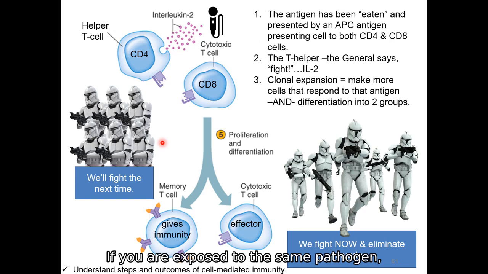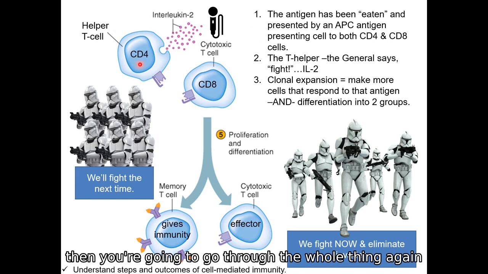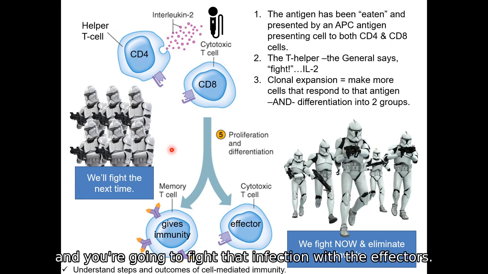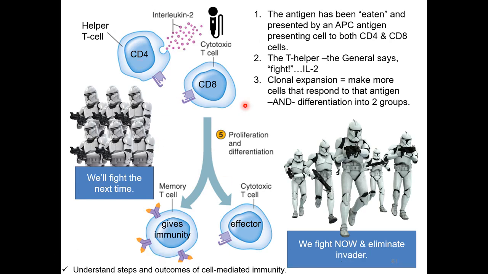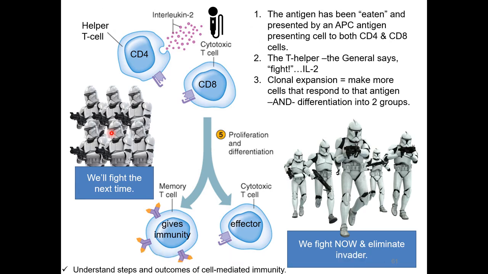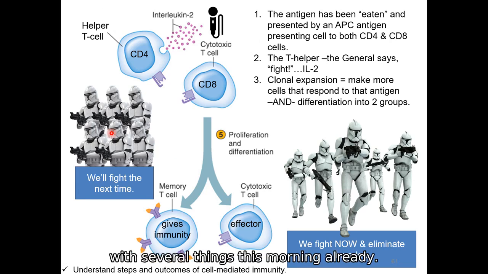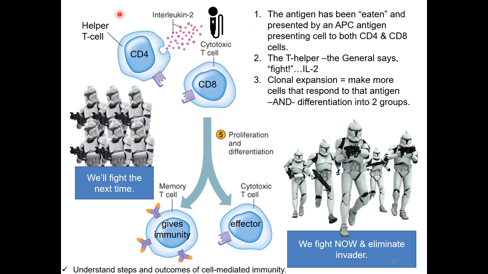If you are exposed to the same pathogen, which we often are, then you're going to go through the whole thing again, and you're going to fight that infection with the effectors, and then you're going to leave behind even more memory cells for the next time. And so this is how your immune system adapts and gets better as you age in adulthood. To be honest, you've been in contact with several things this morning already, and here you are in your state of health.